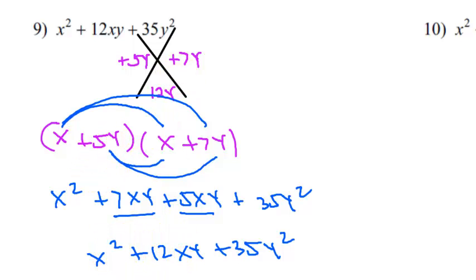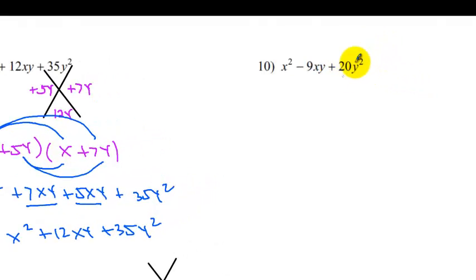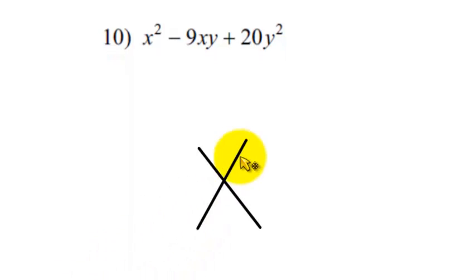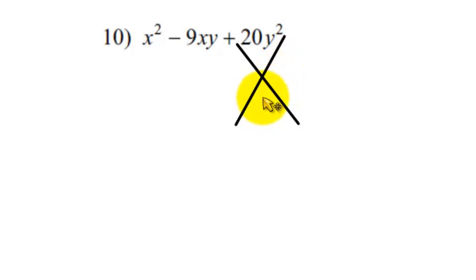Let's do number 10. Number 10, my C is positive, so the sign of the factors of 20y squared should be the same sign as the middle term. Now our middle term is negative, so we should have two negative factors here. Let's try negative y and negative 20y. So negative y times negative 20y will give us 20y squared. If you add, you are going to get negative 21y. So I need a negative 9y.